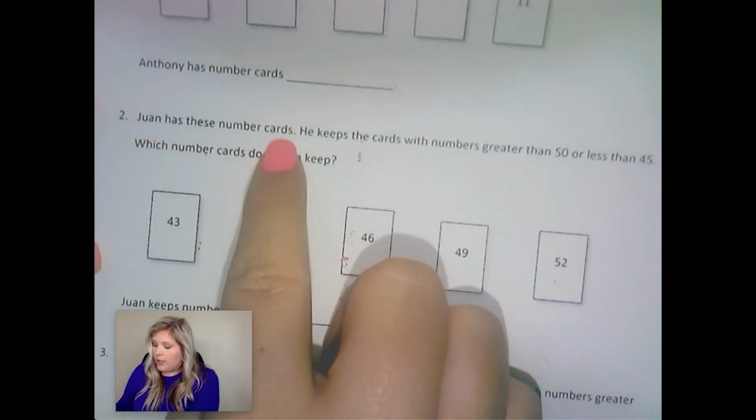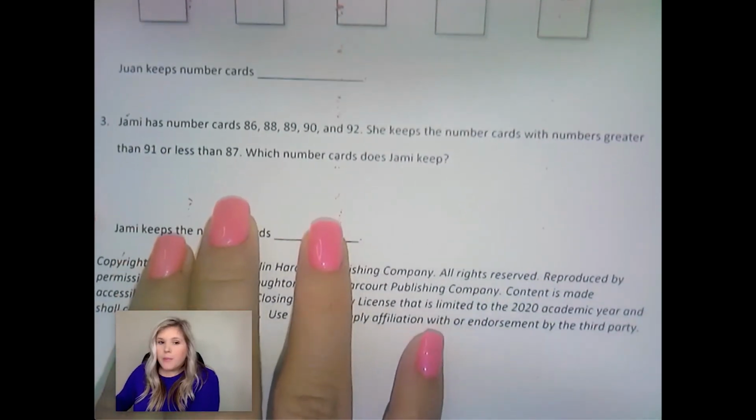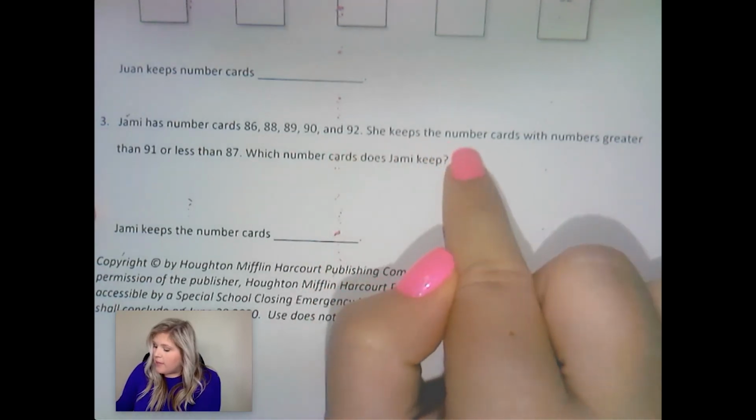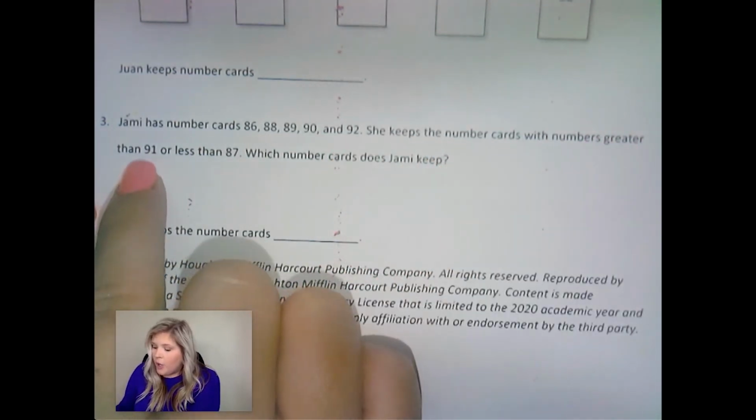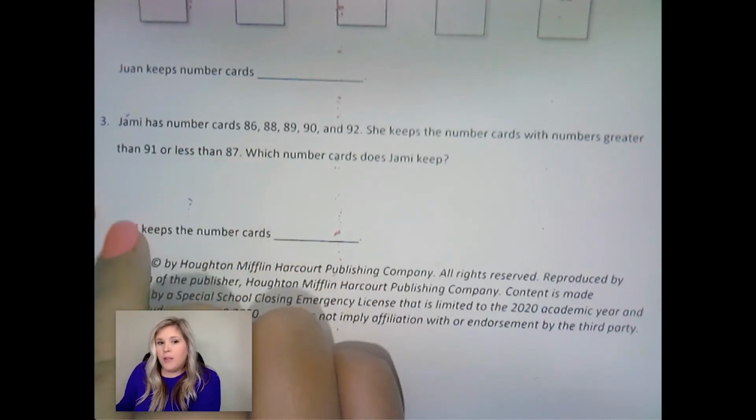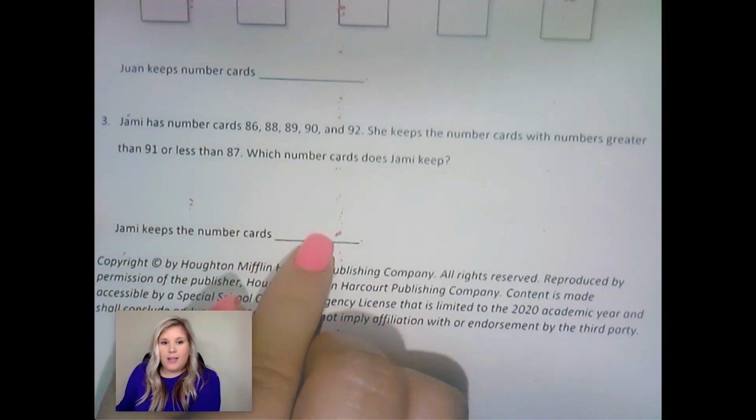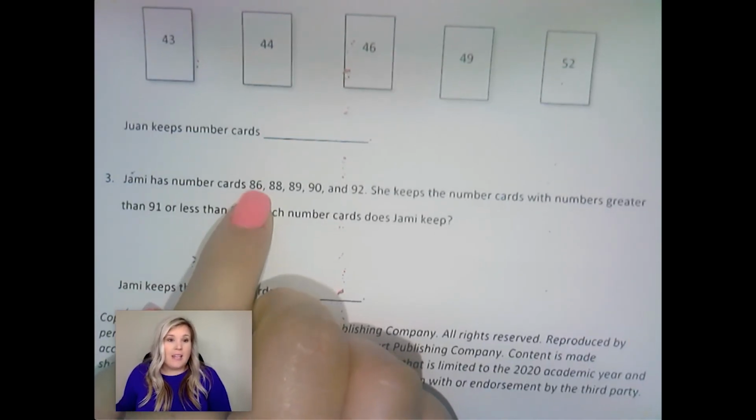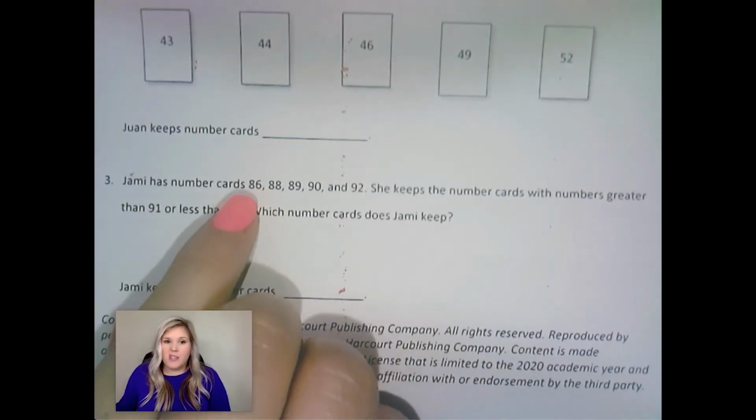1 has these number cards. He keeps the cards with numbers greater than 50 or less than 45. Which number cards does 1 keep? Jamie has number cards 86, 88, 89, 90, and 92. She keeps the number cards with numbers greater than 91 or less than 47. Which number cards does Jamie keep? Jamie keeps the number cards blank. For this one, you'll draw the rectangles and fill them in with the number cards. And then you can go ahead and go through and find out which ones she kept.